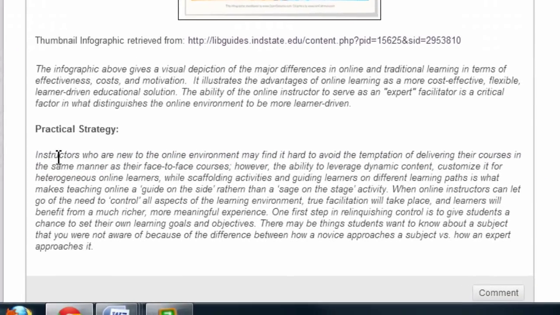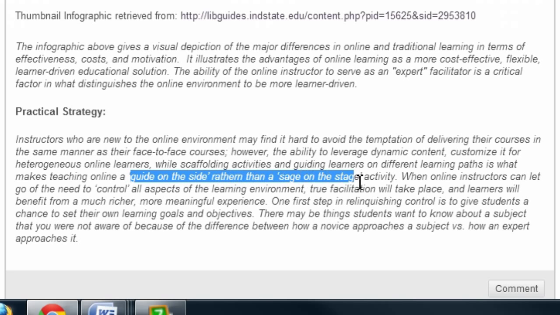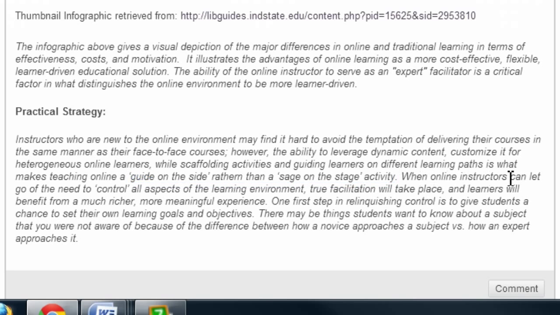So it says here, instructors who are new to the online environment may find it hard to avoid the temptation of delivering their courses in the same manner as their face-to-face courses. However, the ability to leverage dynamic content, customize it for heterogeneous online learners while scaffolding activities and guiding learners on different learning paths is what makes teaching online a guide on the side rather than a sage on the stage activity. When online instructors can let go of the need to control all aspects of the learning environment, true facilitation will take place, and learners will benefit from a much richer, more meaningful experience.